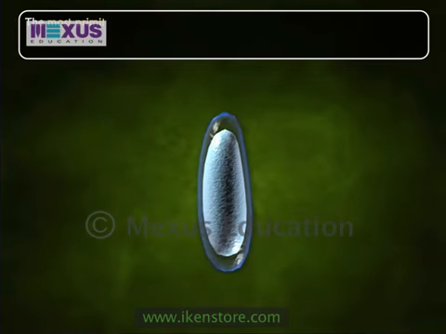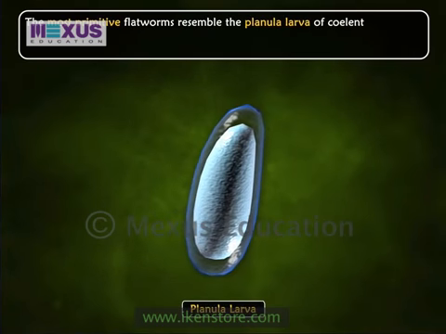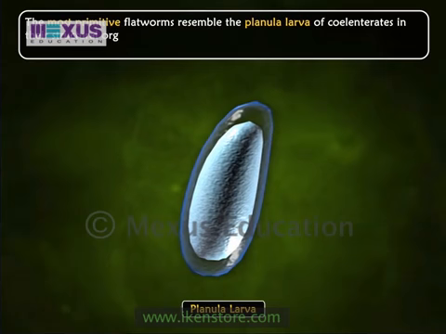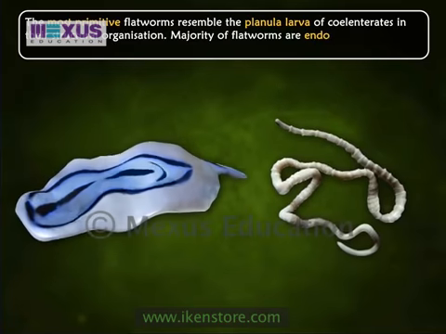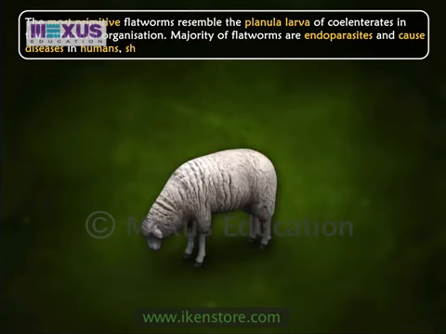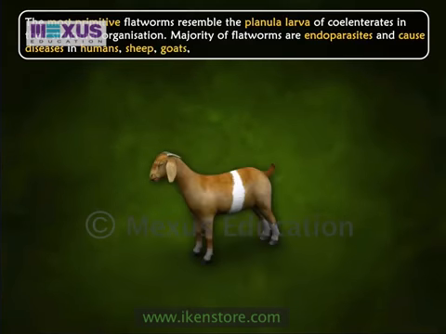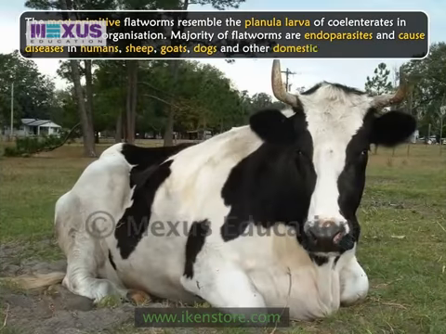The most primitive flatworms resemble the planular larvae of coelenterates in their structural organization. The majority of flatworms are endoparasites and cause diseases in humans, sheep, goats, dogs, and other domesticated animals.